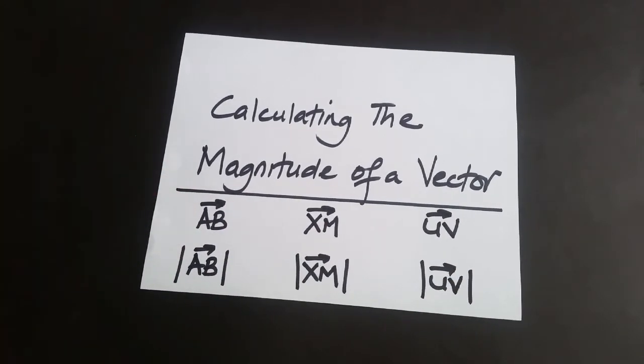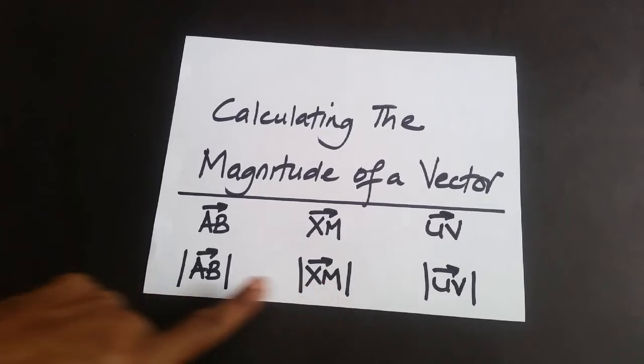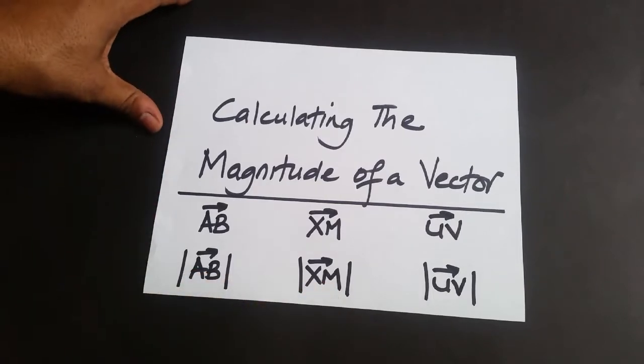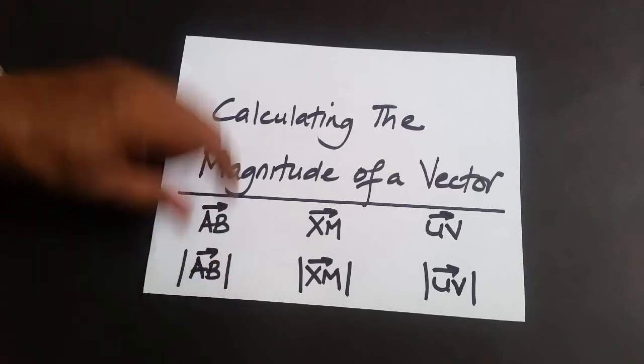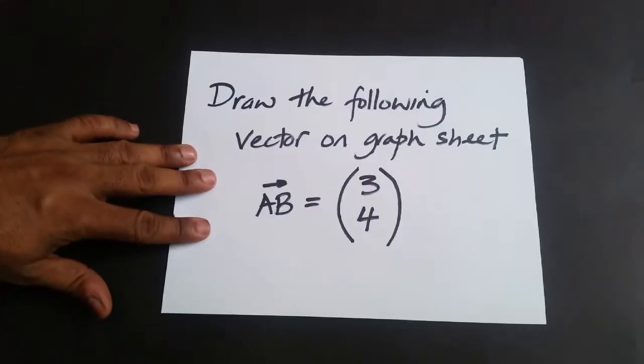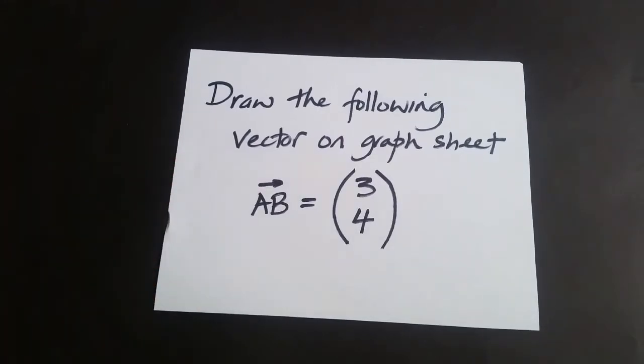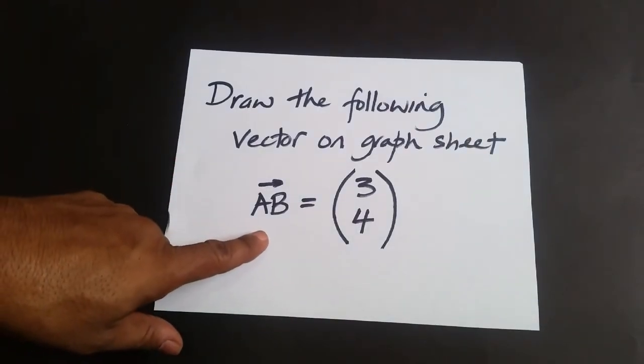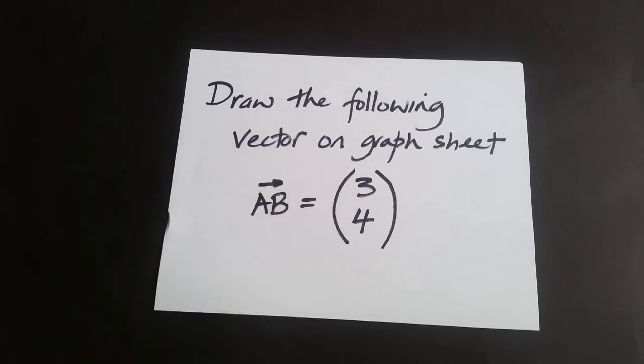So they don't have to use the word magnitude, they can just ask you to find this, and you should know that this means the magnitude of the vector in question. So it is a vector with two lines down to indicate magnitude. But before we do the calculation, I need you to pause the video and put that vector on graph sheet for me. Clearly this vector is called AB, and it is moving 3 spaces to the right and 4 spaces up. That's the first thing you're going to do.